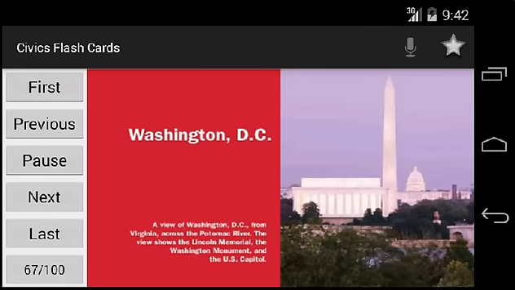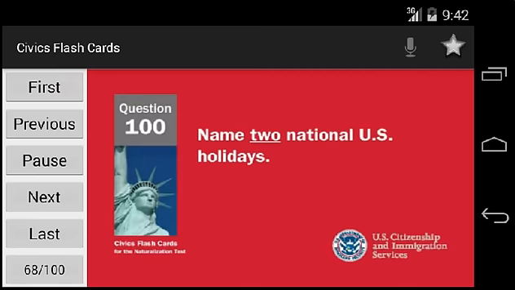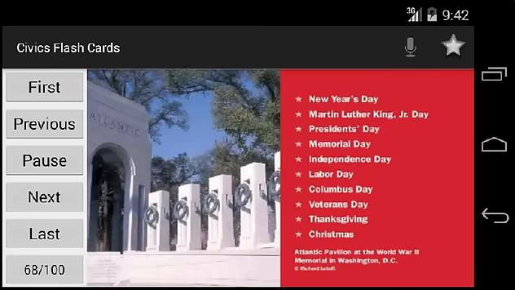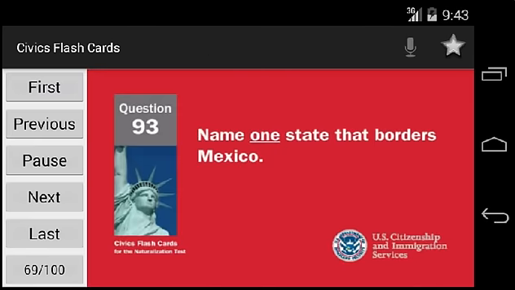What is the capital of the United States? Washington, D.C. Name two national U.S. holidays. New Year's Day. Martin Luther King Jr. Day. President's Day. Memorial Day. Independence Day. Labor Day. Columbus Day. Veterans Day. Thanksgiving. Christmas.